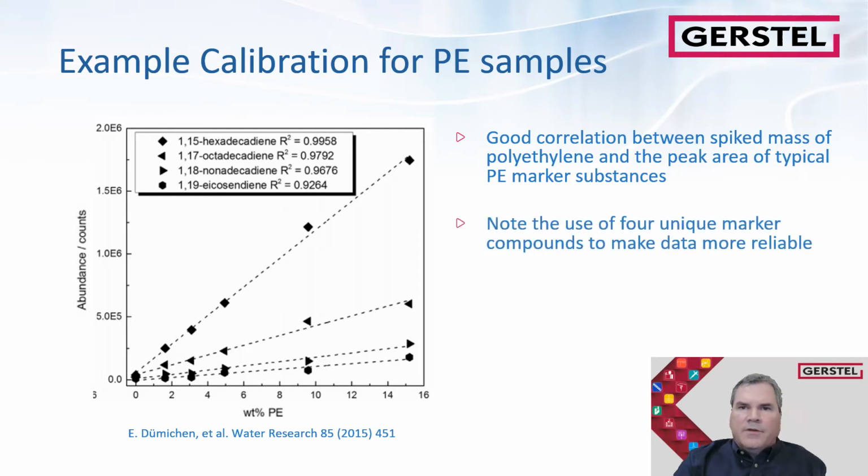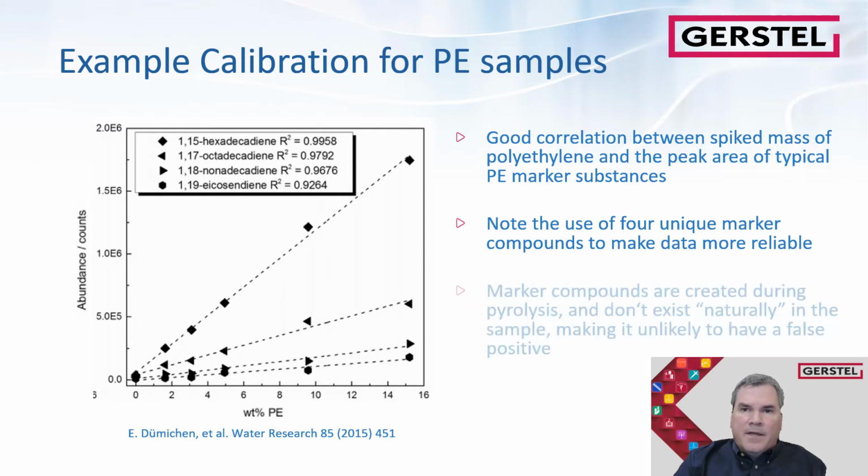Note that the use of 4 unique marker compounds makes the data much more reliable. So we're looking at 4 different peaks here to identify polyethylene. All 4 must be present. All 4 are dienes, or 1-n terminal dienes. So the only way these are going to be present is if polyethylene's there. Marker compounds are created during pyrolysis, and they don't exist naturally in the sample. That's making it very unlikely to have a false positive.